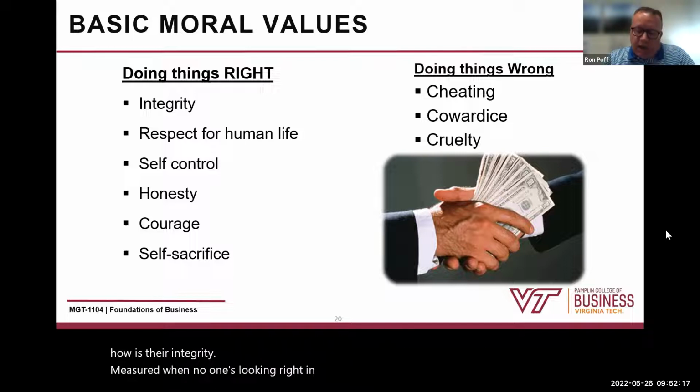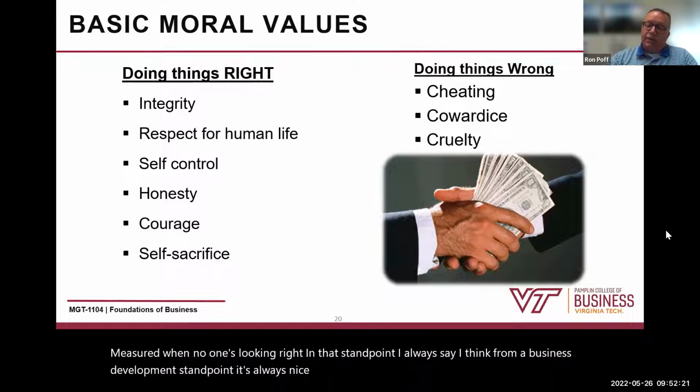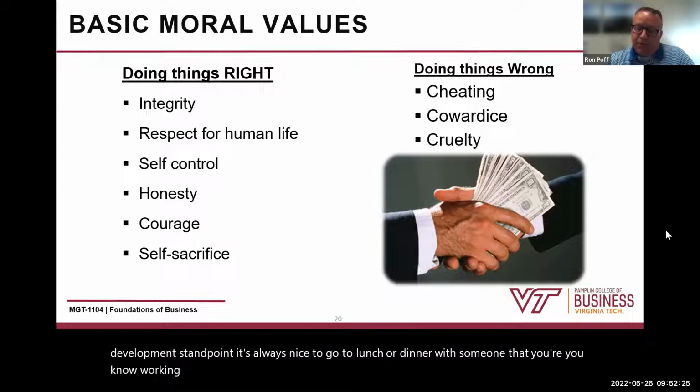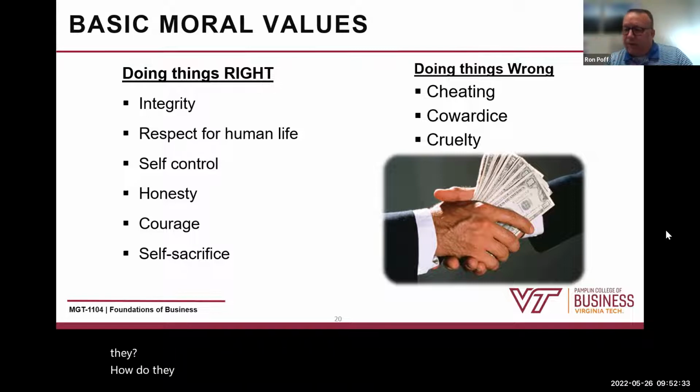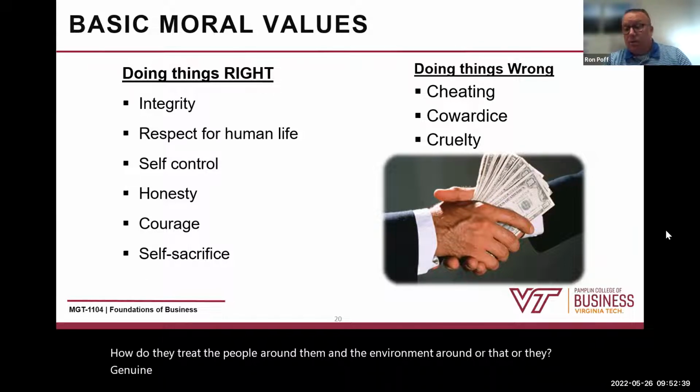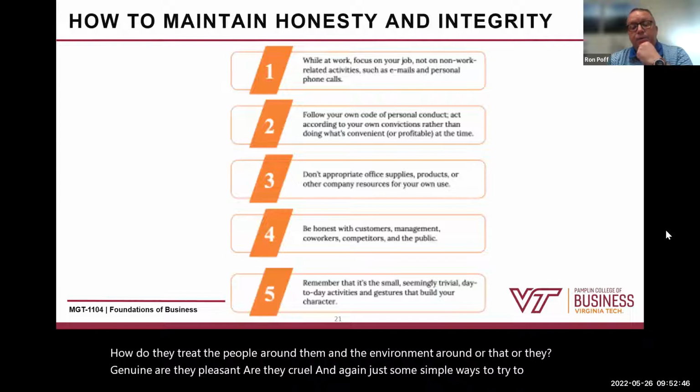In that standpoint, I always say, from a business development standpoint, it's always nice to go to lunch or dinner with someone that you're working on a business development opportunity. How do they treat the staff? How do they treat the people around them and the environment around? Are they genuine? Are they pleasant, or are they cruel? Again, just some simple ways to try to understand how people could do that.